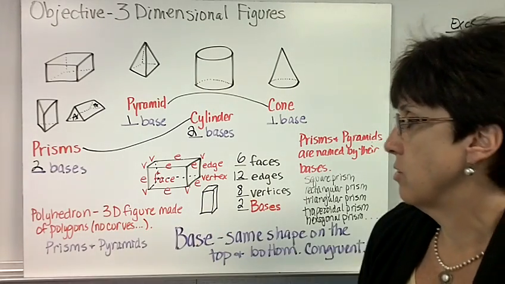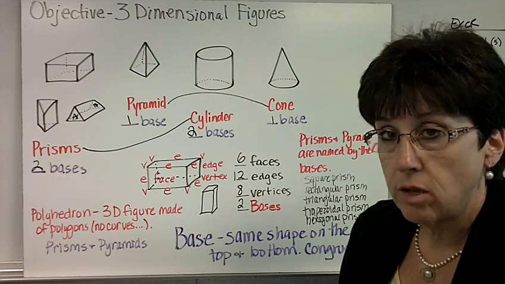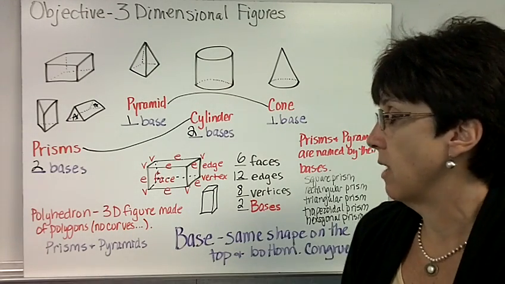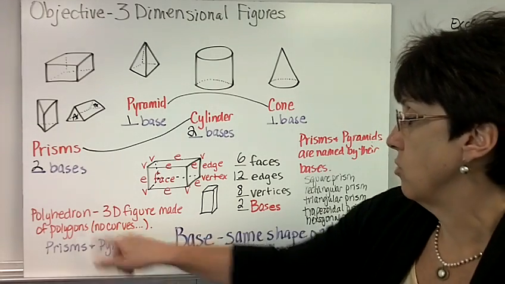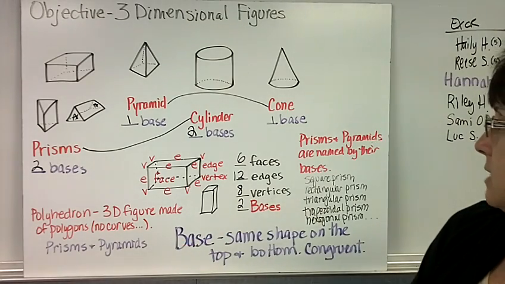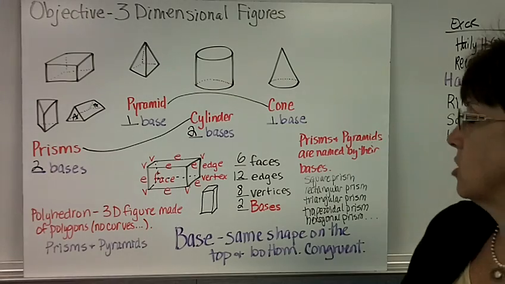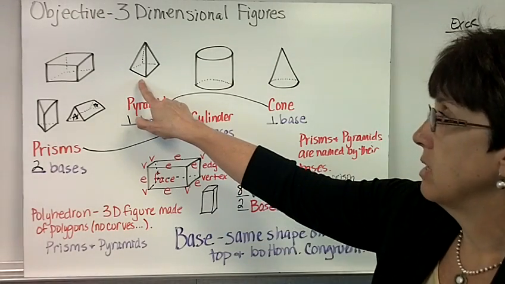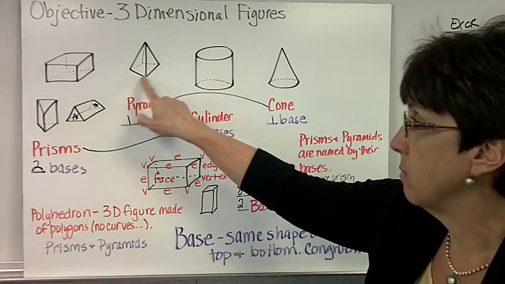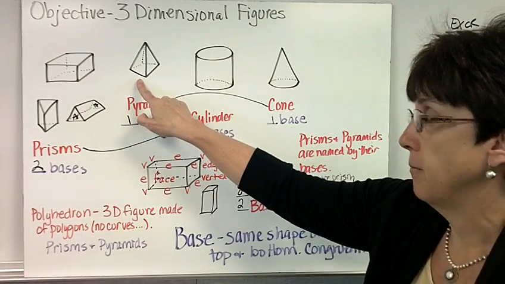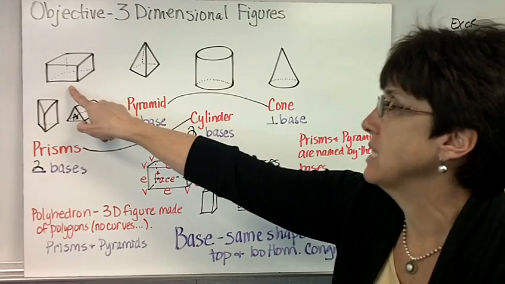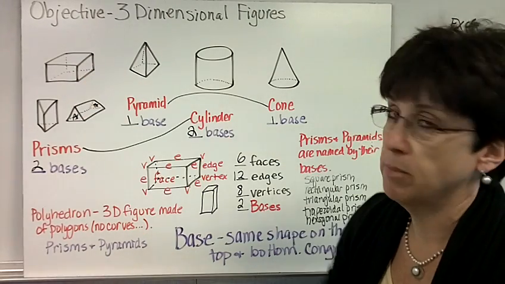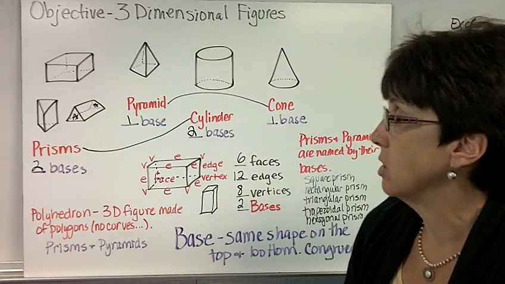A polyhedron is a 3-dimensional figure which is made of polygons. And remember, polygons can't have curves. So it's only the prisms and the pyramids for the polyhedrons. And the last thing, prisms and pyramids are named by their bases. So this, for example, is a square pyramid because the base, you can see there's 4 sides, even though it's not that well drawn. This is a rectangular prism because you can tell that this side is not the same size as the top. It's not a square prism, which would be called a cube.